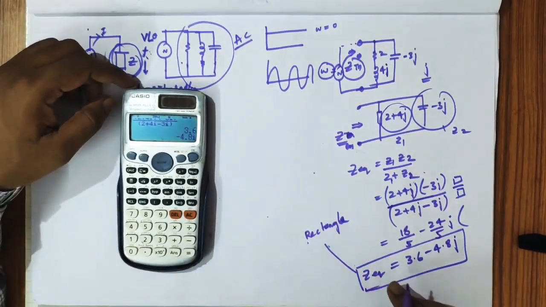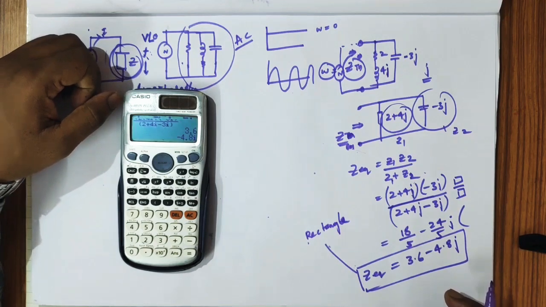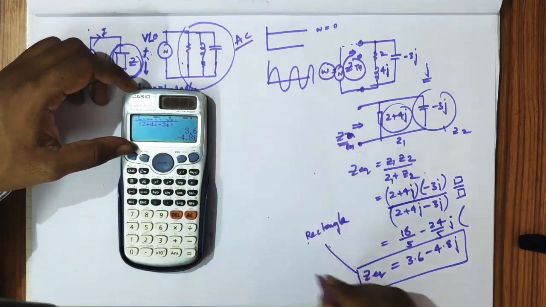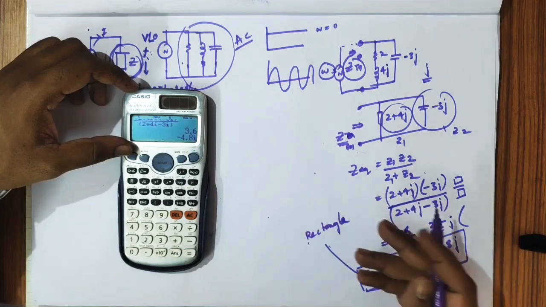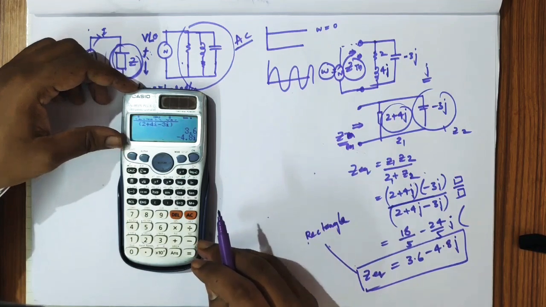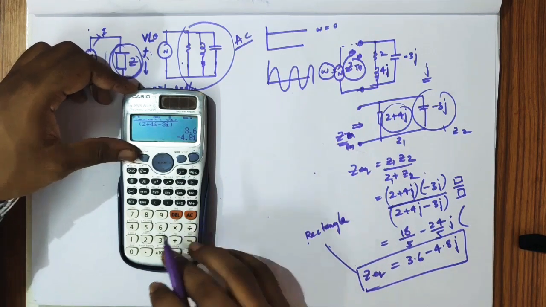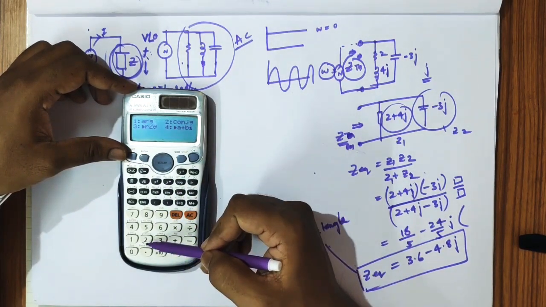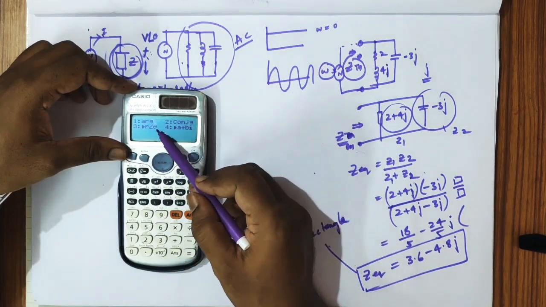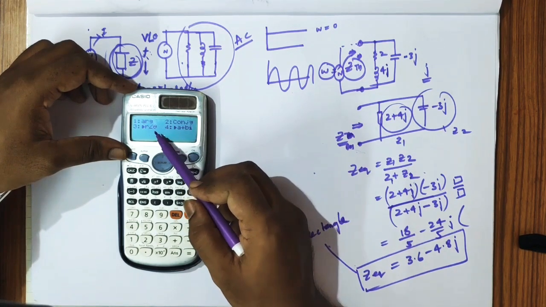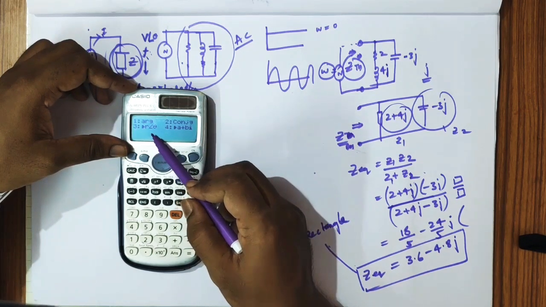Okay, now we've got this rectangular form, and now we need it in polar form. So how do we get the polar form? To get this rectangular form into polar form, that means a magnitude and an angle will be there, you know that. So what you need to do is press Shift and 2. Here, Shift and 2 gives you different options: the first is argument, the second is conjugate, and the third is the polar form.